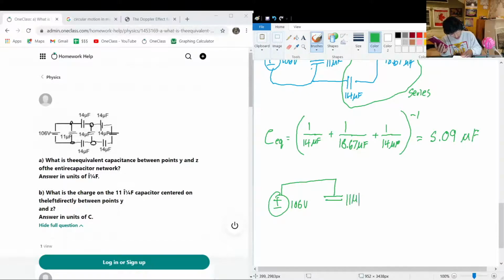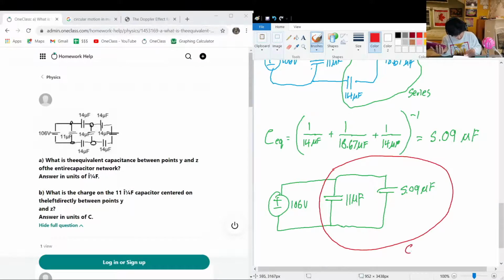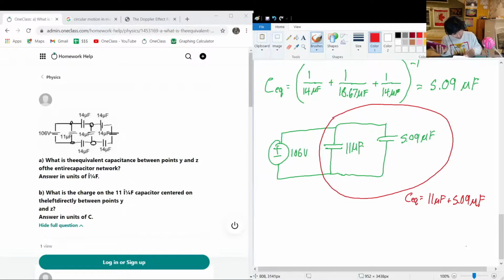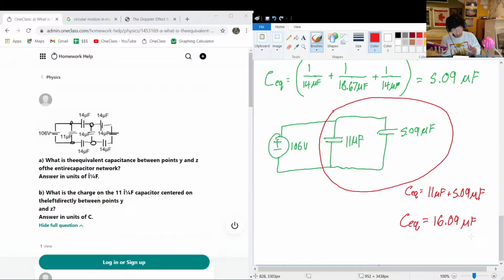Here we got 11 microfarads. Here we got 5.09 microfarads. And as we can see, the CEQ of this one, let's put that in red, is really just going to be 11 microfarads plus 5.09 microfarads, which is just CEQ of the whole circuit is just 16.09 microfarads.